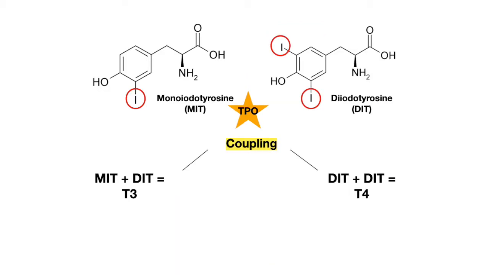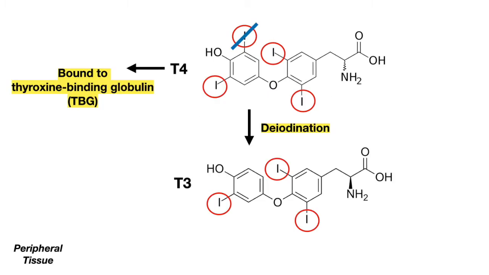All right, now that we have our MIT and DIT molecules, TPO, or thyroid peroxidase, again performs the next step, which is known as coupling. Coupling involves binding MIT and DIT in various ways. When one MIT combines with one DIT, you get T3, and when two DITs combine together, you produce T4. And once T3 and T4 are produced, they are secreted into the bloodstream where they can act on peripheral tissue.